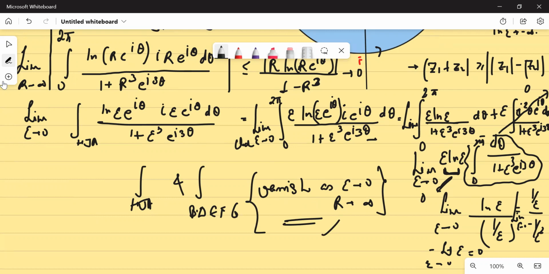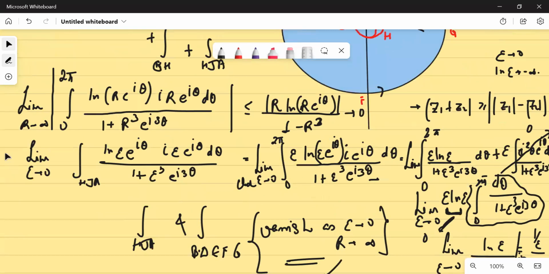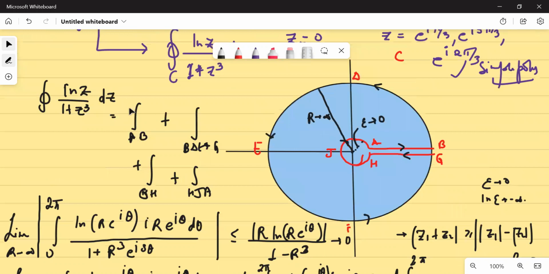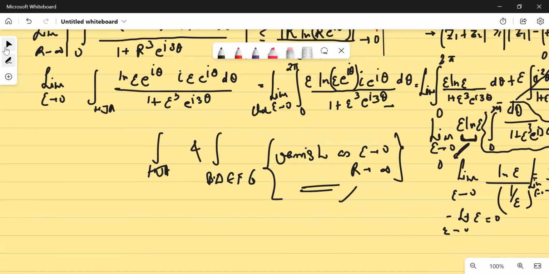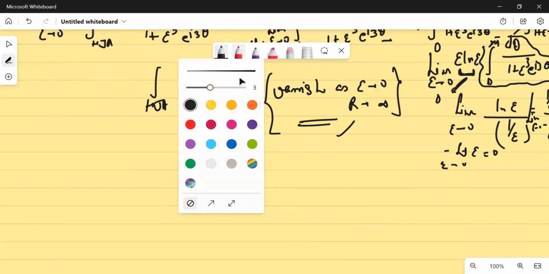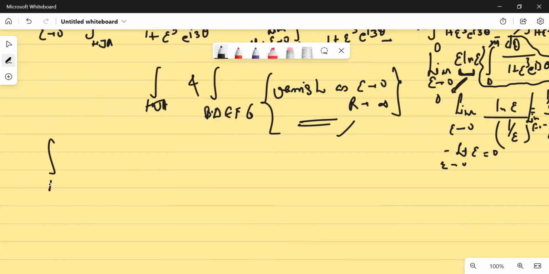Okay. Now let us move ahead and see how the other integrals would behave. Integral AB and integral GH: how would they behave? Integral AB is nothing but the integral from epsilon to r.